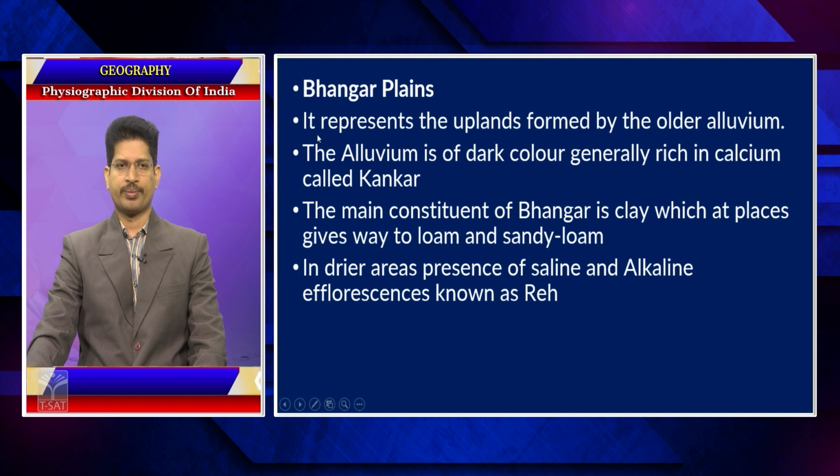Next is Bangar. It represents the upland forms by the older alluvium. Always remember that Bangar has older alluvium, which is rich in calcium concretions called kankar. The important aspect of Bangar is that it is an older alluvium at the banks of the river. The main constraint of Bangar is clay, which at places gives way to loam and sandy loam.